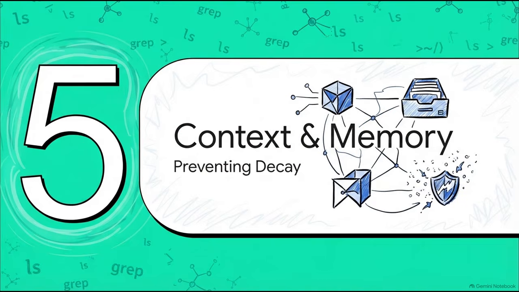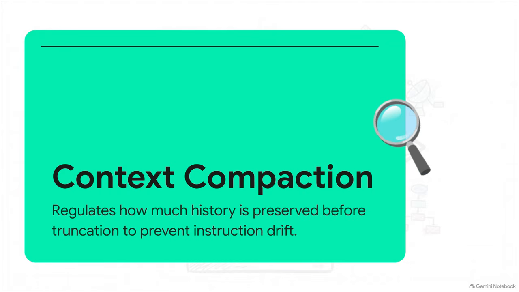All right, Section 5, context compaction and memory, preventing decay. Let's hit the fourth dial. Context windows are finite, right? So they're subject to decay. Allowing verbose build logs or massive tool outputs to just accumulate in your buffer will severely degrade your agent's performance. It will literally cause the agent to forget your initial architectural constraints. The compact command is what regulates this history.